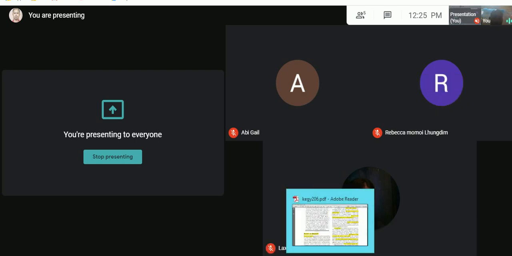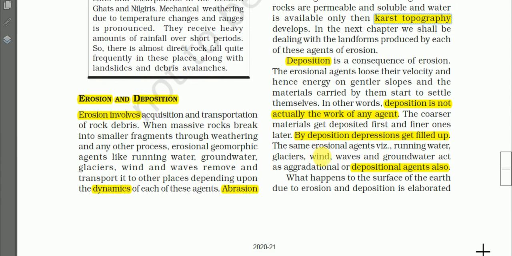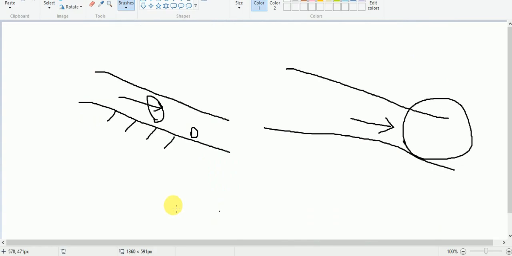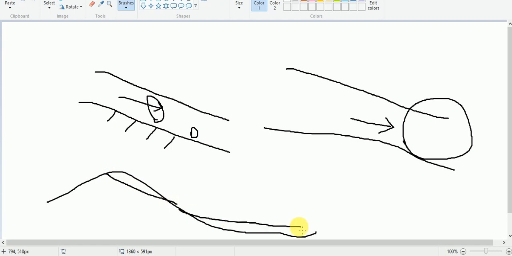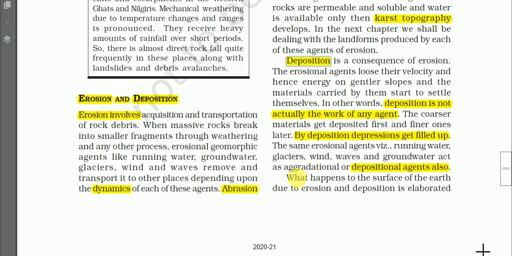So let me continue. If you don't have questions, then deposition is a consequence of erosion. As I told you, when there is erosion from the highland, then it will be deposited here. On the highland there will be erosion, and in the low-lying area there will be deposition. That means deposition is a consequence of erosion. If there is erosion, then there will be deposition, the settling down of materials.